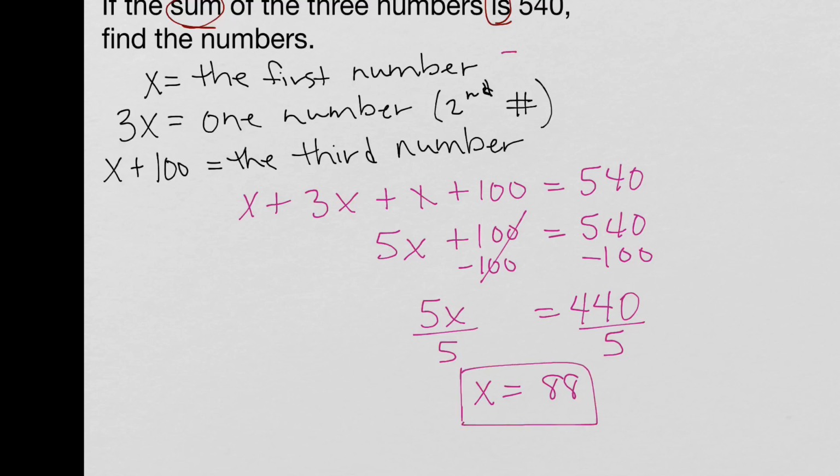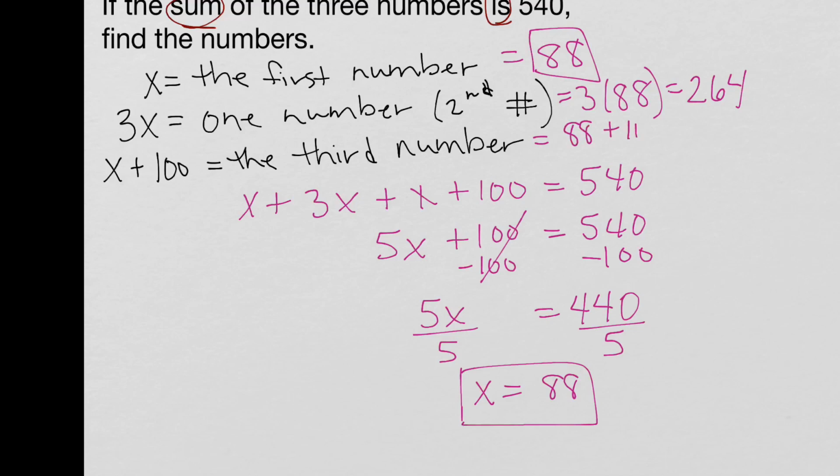And we find that x is equal to 88. Now that was the first number. The first number is 88. So one number, which we'll say is the second number, is 3 times 88. So we would multiply 3 times 88 and get 264. And then the last number is x plus 100, which gives me 88 plus 100, so 188. So those are our three numbers that we were asked to find.